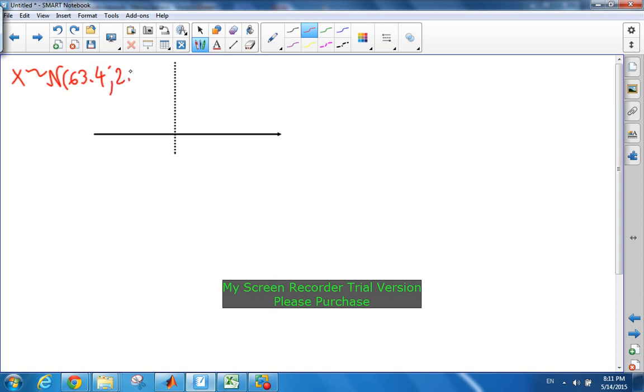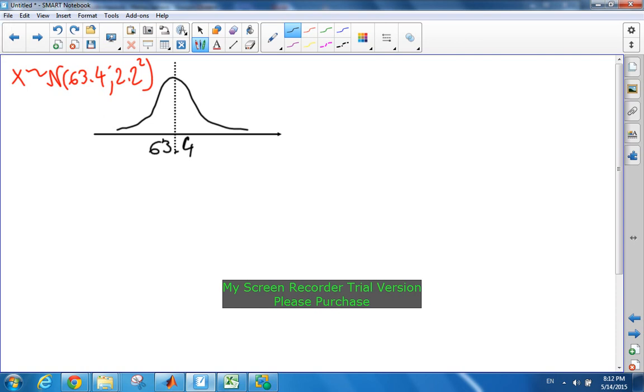and standard deviation 2.2, so 2.2 squared, that's okay. So it's not quite symmetric. Okay, so this number is 63.4. That's the mean. So that's the center of symmetry for this bell-shaped curve.